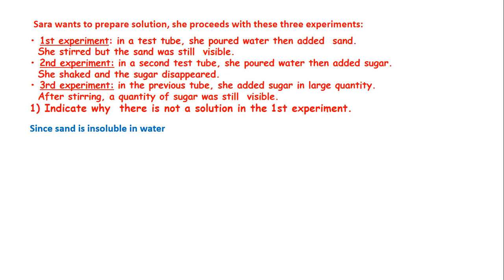Okay, so in tube number one, she poured water and sand with shaking. In tube number two, she poured water and added sugar with shaking. And in tube three, she used tube number two and added more sugar. Indicate why there is no solution.